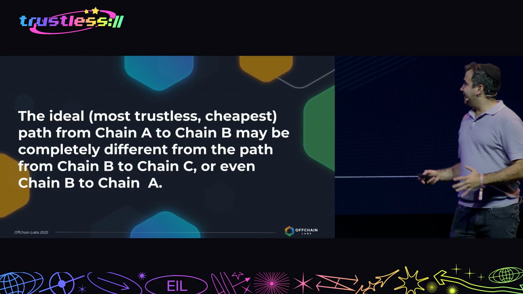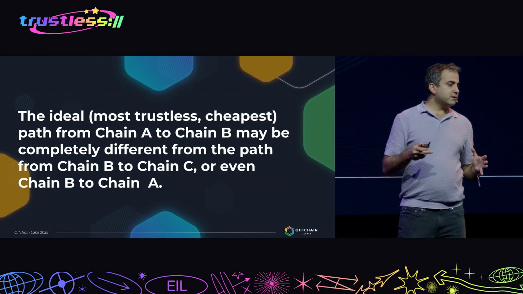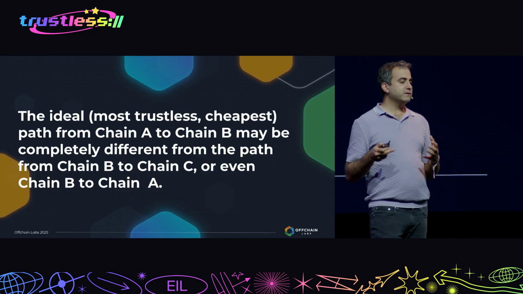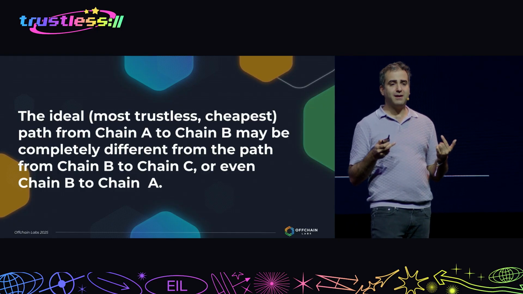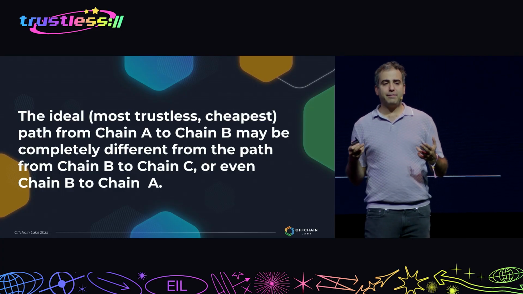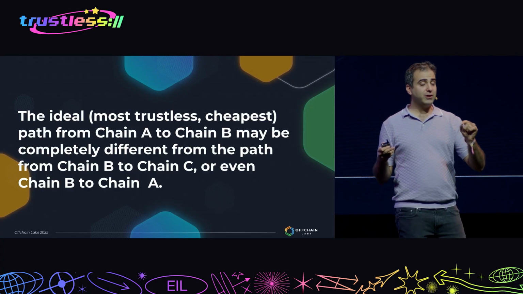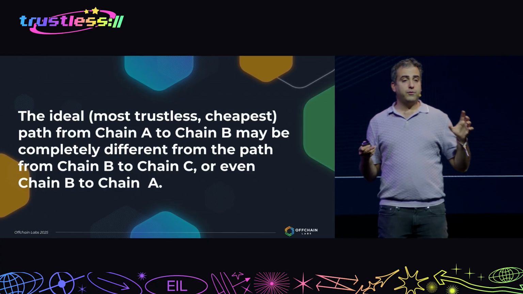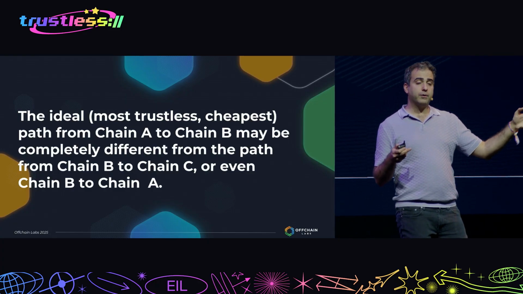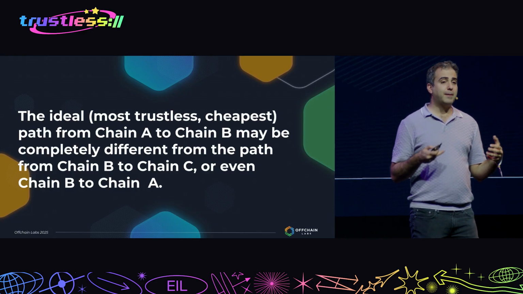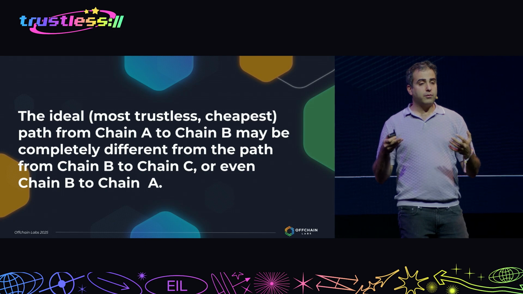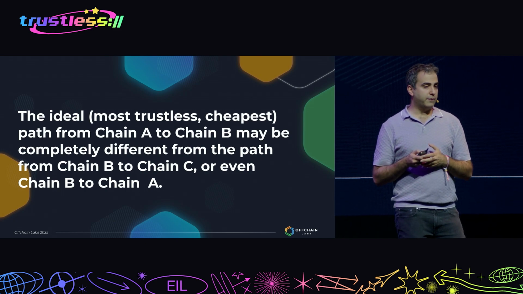The ideal path, and by ideal I mean the most trustless and cheapest path from chain A to chain B, may not be the same path from chain B to chain C, and actually it may not be the same path from chain B back to chain A, right? If you go from Ethereum to Arbitrum, you might use one bridge. If you go from Arbitrum to Ethereum, it might make sense to use a different bridge, depending on what your speed or other price tolerance preferences are.